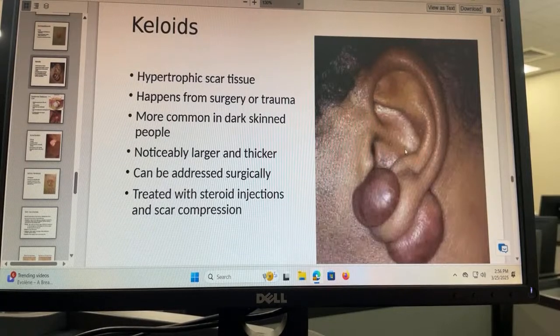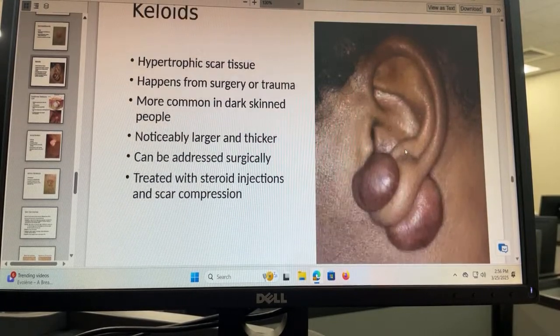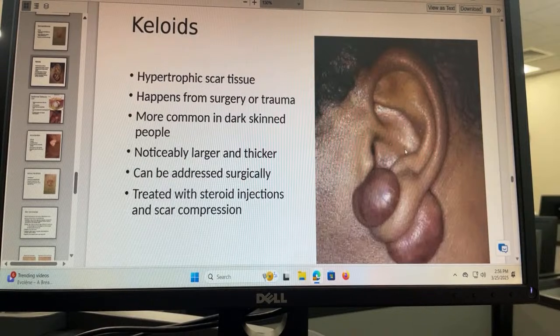Now, keloids, these are more of a cosmetic issue. They can get really bad. What's basically happening here is that if someone has a trauma to the skin, whether it be from surgery or a cut or someone piercing their ears, for example, the scar tissue that forms just goes crazy. Hypertrophy is what we call a rapid overgrowth of cells. So hypertrophic scar tissue is basically what a keloid is: the scar tissue has gone way out of bounds and it keeps growing and growing.